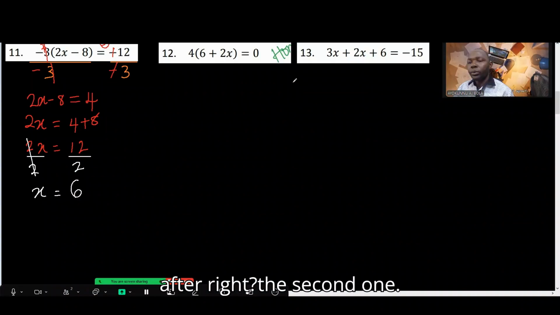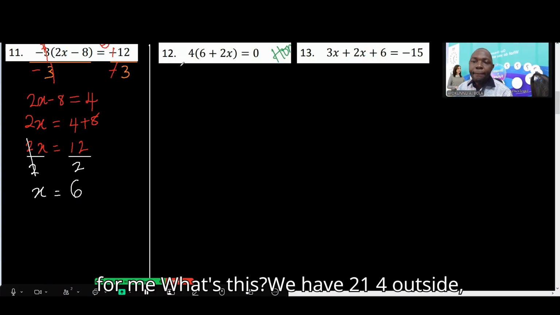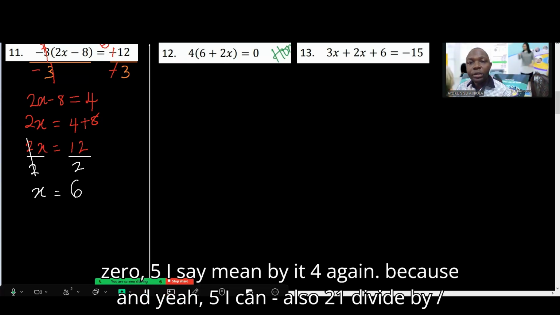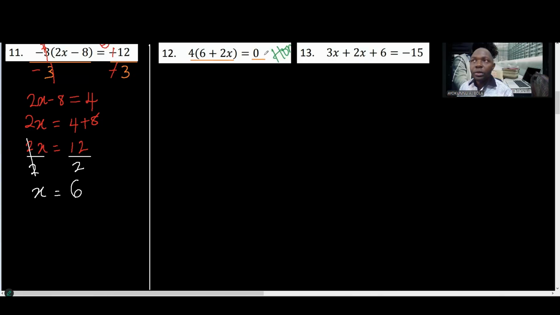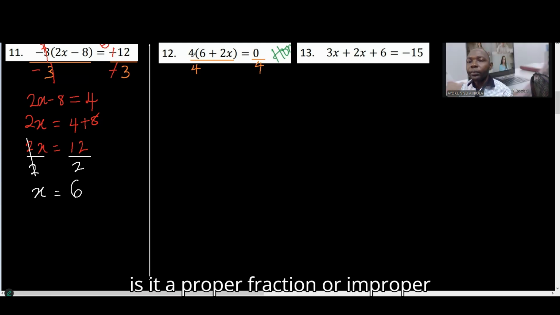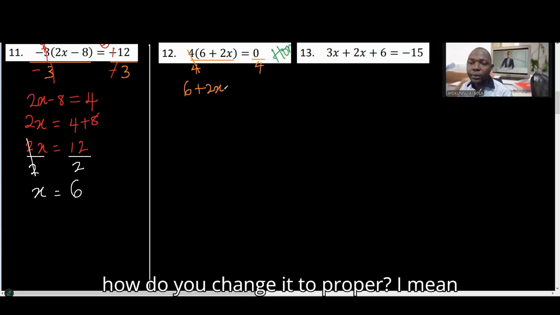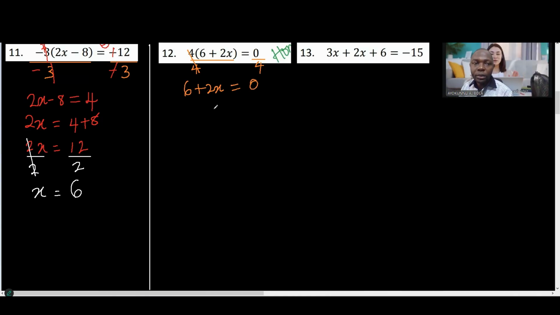Now to the second one. Let's see. We have 4 outside. I can also divide by 4, because this can be divided by 4. And 0 divided by anything is still 0. So I put 4 here, I put 4 here. So 4 cancels 4. Then I have left there 6 plus 2x equal to 0. Is this clear to you?